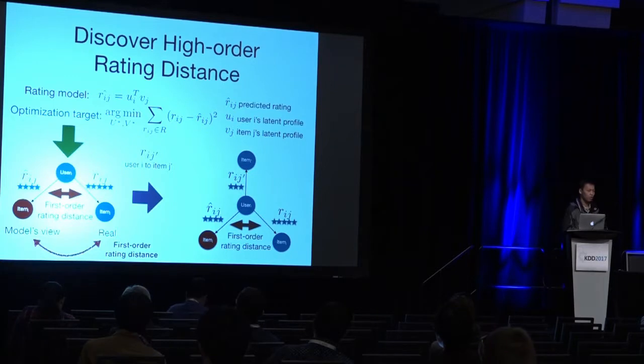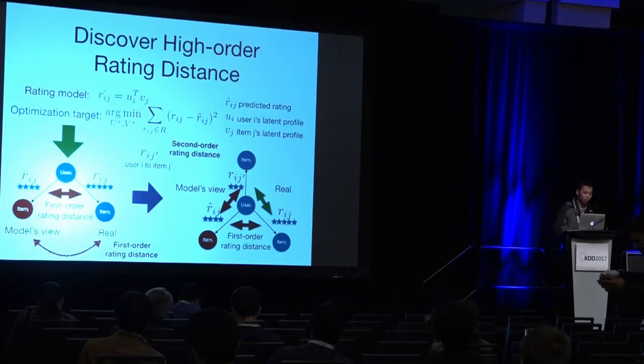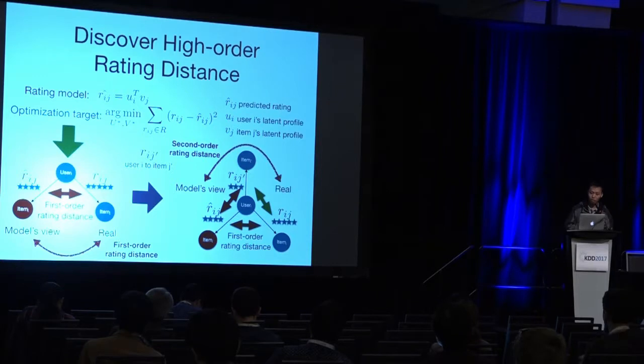And then we introduce another item J prime that the user I has rated, and then we can have this triangle structure where we have the real distance between Rij and Rij prime, and the estimated distance between R hat Ij and Rij prime. And then we define the distance between the 2 distances as the second order distance.